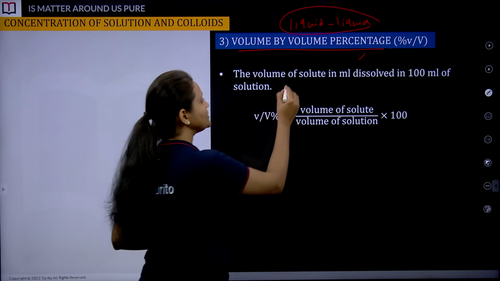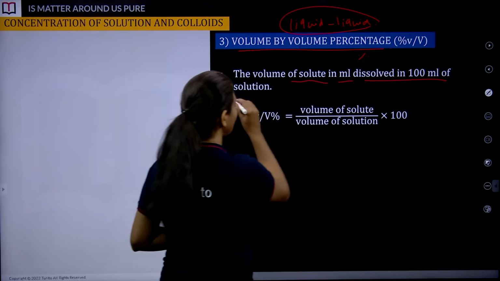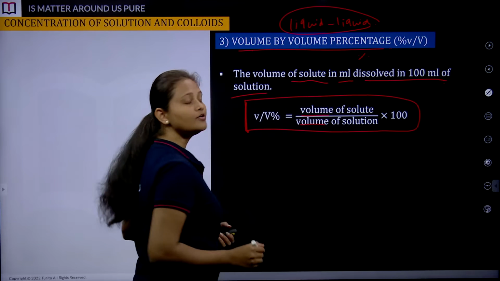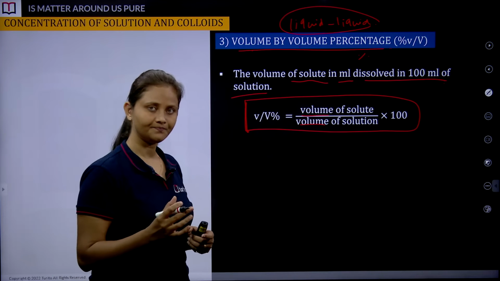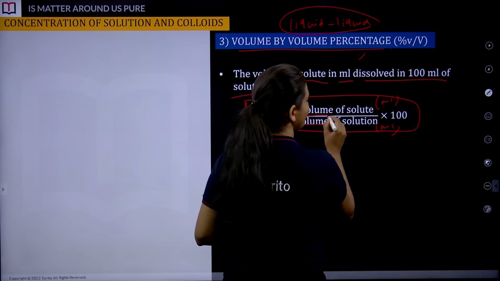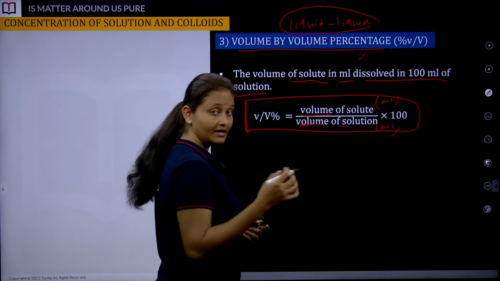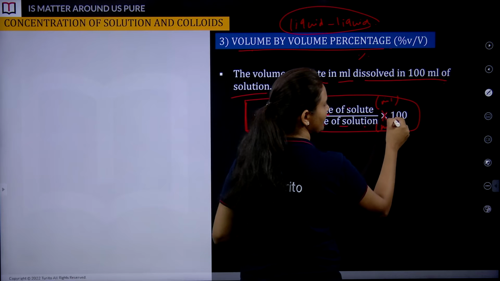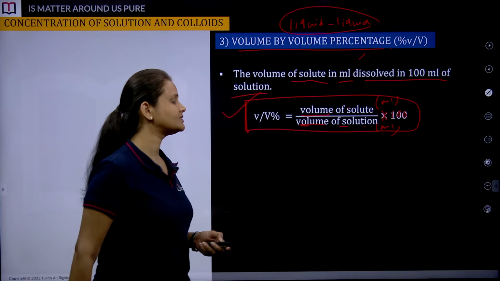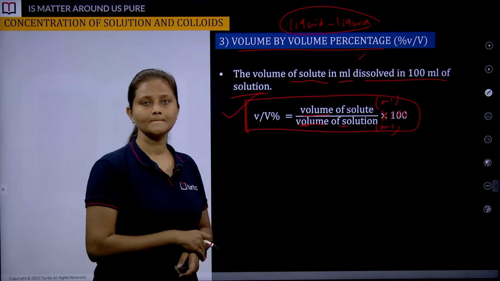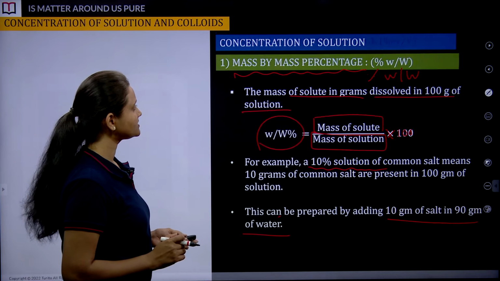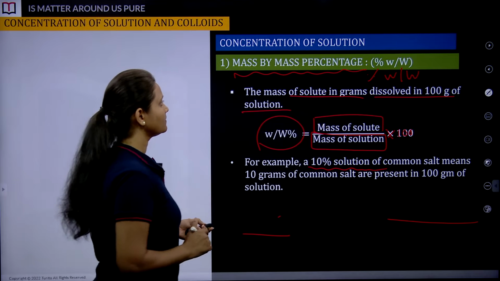Correct. So the volume of solute in ml dissolved in 100 ml of solution. It remains the same, but we are going to change the unit here. It's not mass, it's volume first of all, and which is again in ml. So volume of solute divided by volume of solution into 100. Got it? Is there any doubt? Just make note of this formula, students. Done? If you want to quickly go through all the formulas which are very important, mass by mass, this is the one.